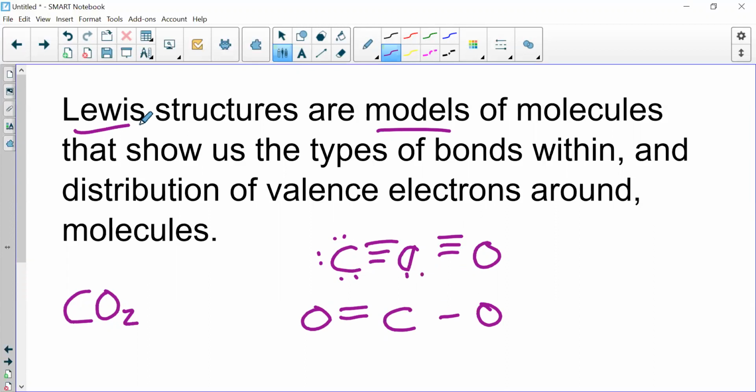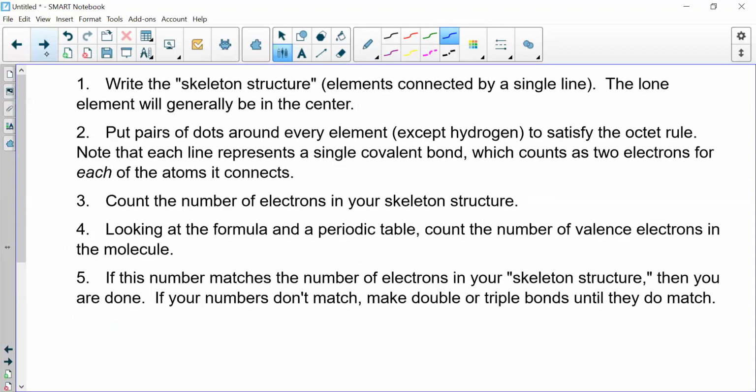Lewis, named after the scientist who pretty much discovered the covalent bond and set up these types of models. So here are the steps. Now, without an example to work with, these make very little sense. So let's start with O2, oxygen gas. Let's talk about the structure of oxygen gas running through these steps here.